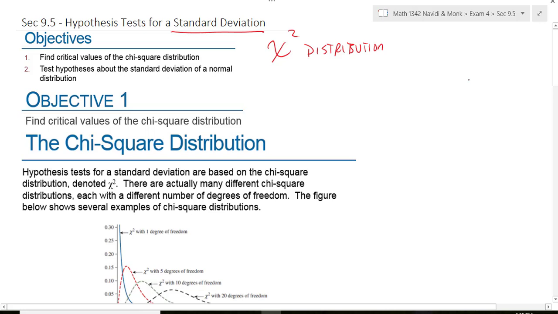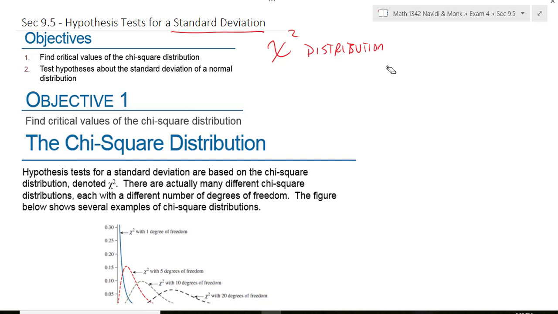Section 9.5 is hypothesis test for a standard deviation. Remember when we did the confidence intervals for standard deviation, we used a chi-square distribution. The chi-square distribution uses a table to look up critical values, just like it did when we went over confidence intervals for standard deviations and variances. We're going to have to use the same thing for this.